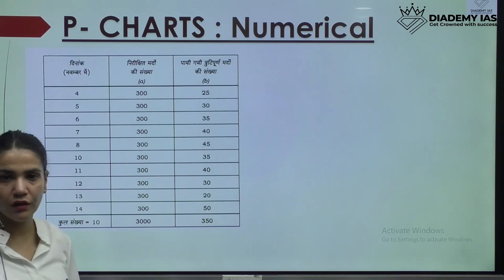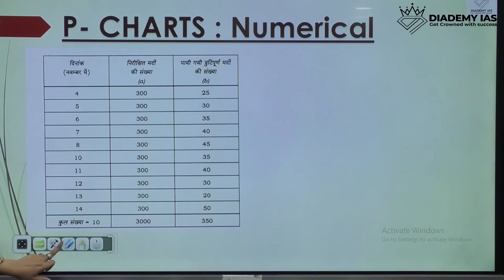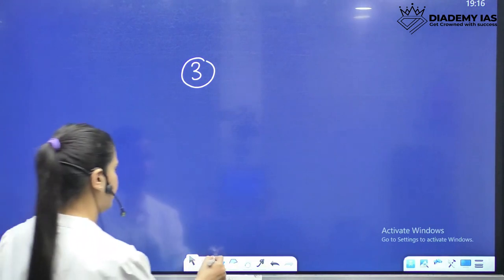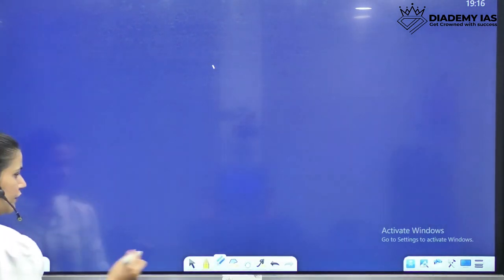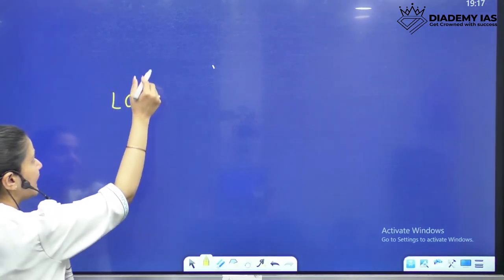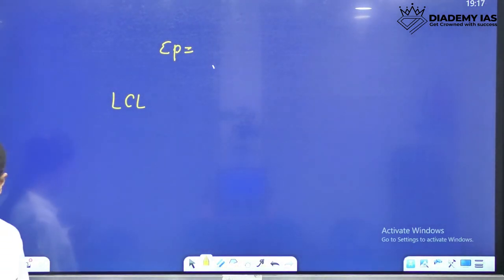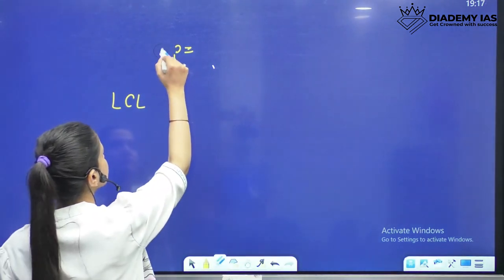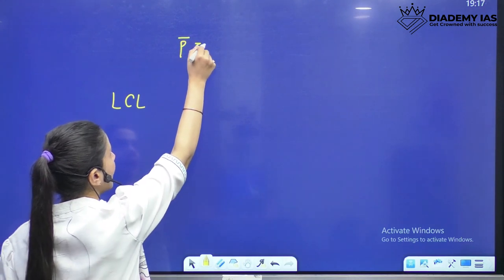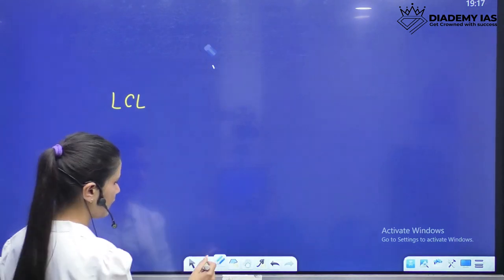So I'm going to be solving with the formula here only, or let me use another board for that. Go to the next slide. Yes, the third one. So how are we going to be calculating the LCL? But before that, let's find out the sigma p, or sorry, the p bar that we have. How are we going to be calculating that?